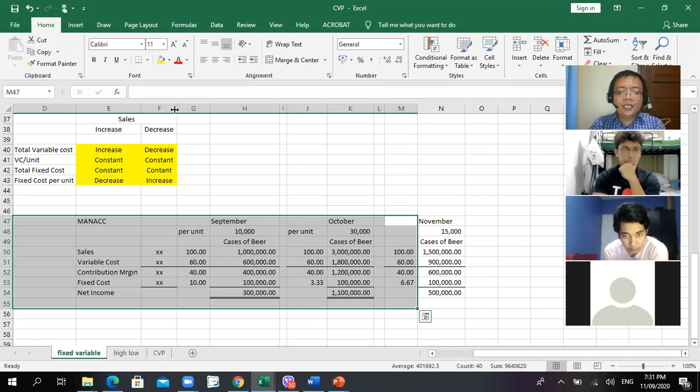Alright. To summarize everything, the variable cost total will vary directly and proportionately to your sales. Okay? Any increase or decrease, it is vary proportionately and directly, while the fixed cost total will remain the same regardless of the changes in your activity, while the fixed cost per unit vary inversely. Sorry, variable cost per unit and the total fixed cost will remain the same. Mali ako will remain the same, while fixed cost per unit vary inversely. Alright.